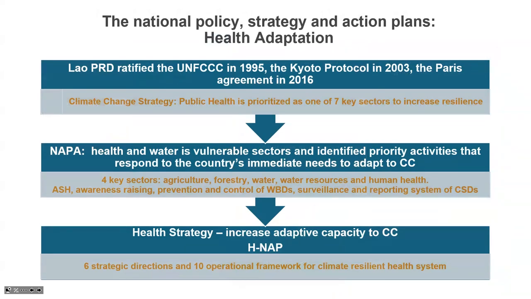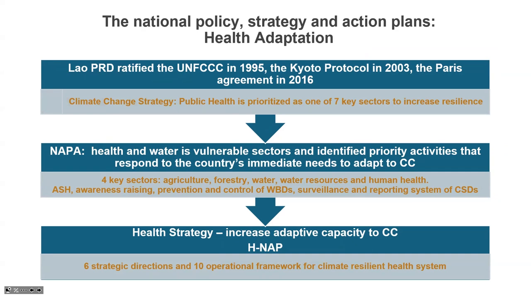When we talk about health, the Ministry of Health does not do it by itself. We also have to work with other ministries. For example, CRVS is usually handled by the Ministry of Home Affairs. We also need to work with agriculture and with climate. So 4 key sectors were identified: agriculture, forestry, water resources, and human health. These were the 4 sectors.